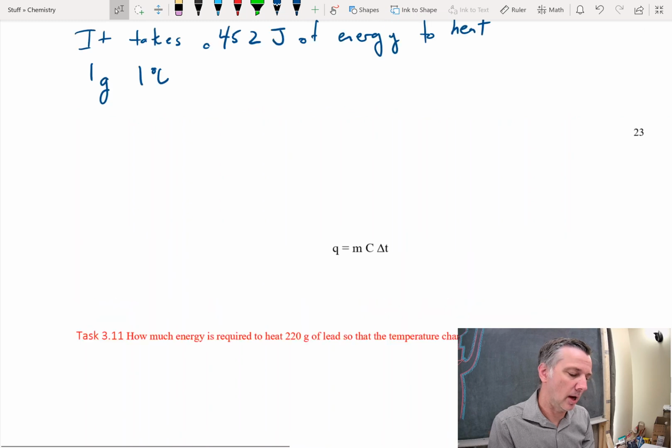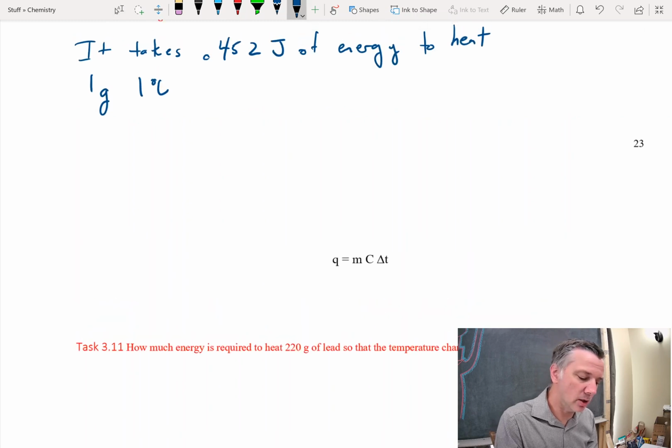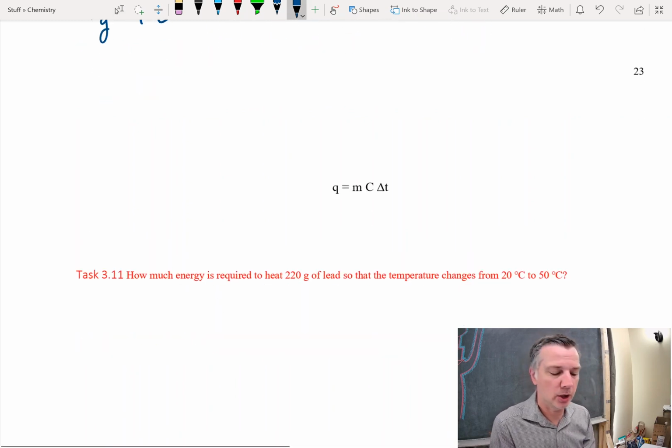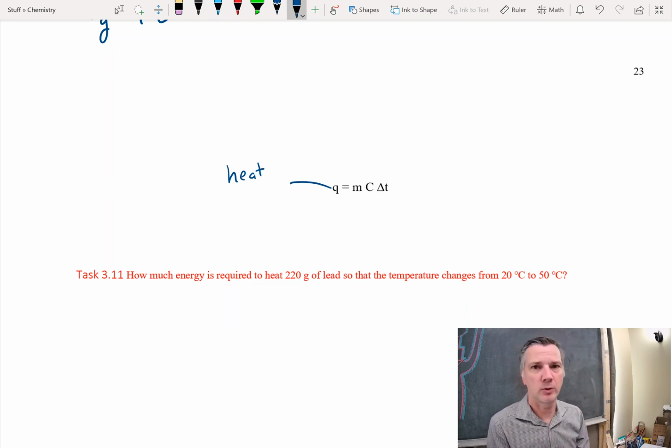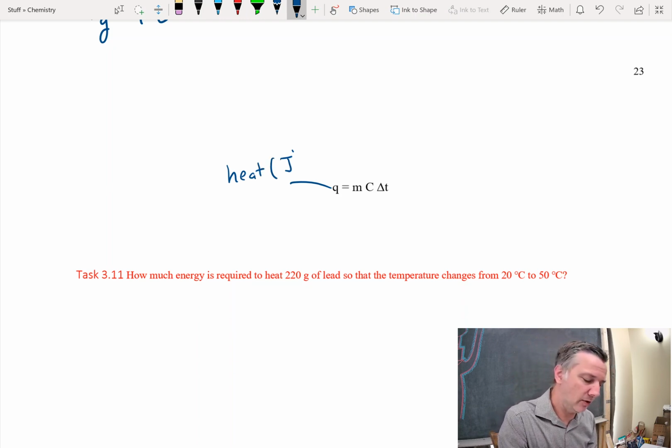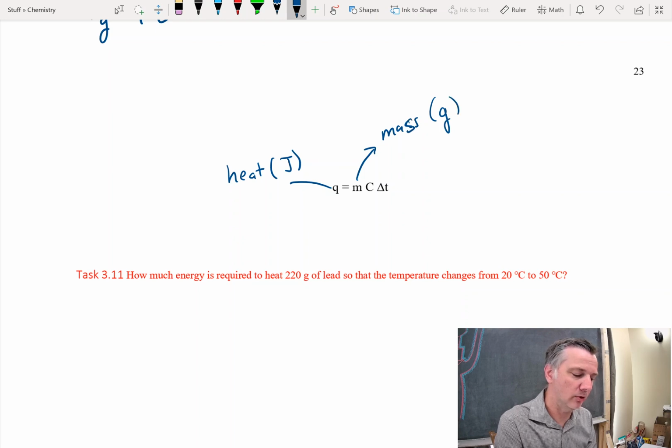Now, here is the equation for specific heat capacity. Q equals mc delta T. Q, that is heat or energy. So that's the number of joules that is either going into the substance or coming out of the substance. M, that's mass. And mass is measured in grams.